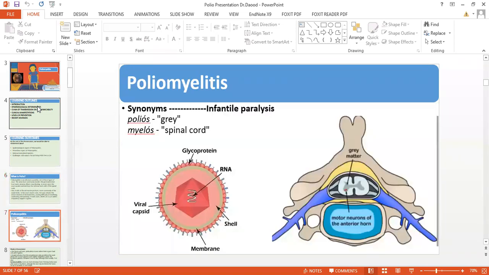Here is the picture of the polio virus, a single-stranded RNA virus. On the right side is the cross-section of the spinal cord showing the motor neurons of the anterior horn cell and the gray matter. Polio itself is a Greek word: polios means gray and myelos means spinal cord.